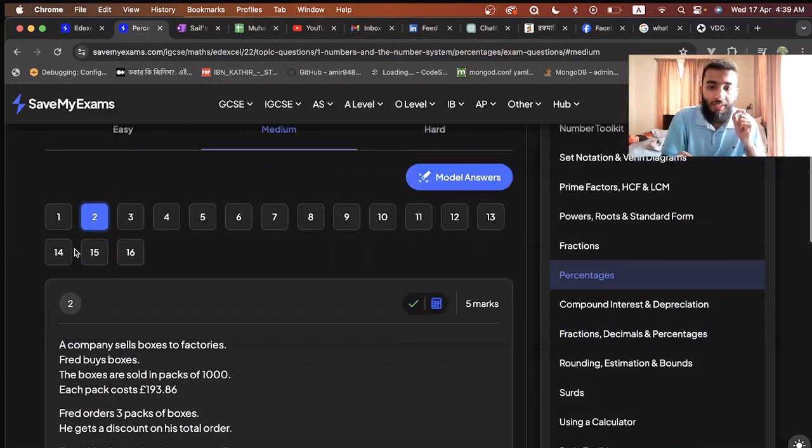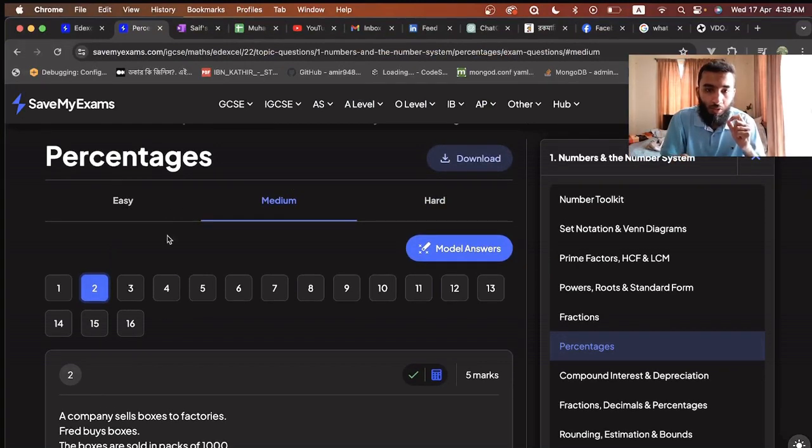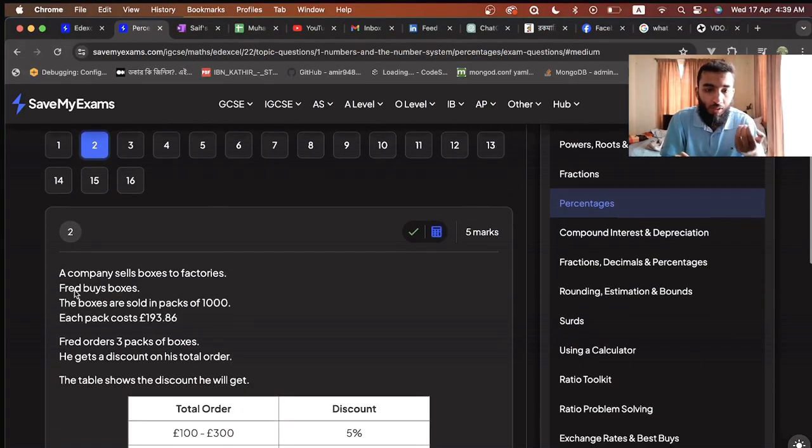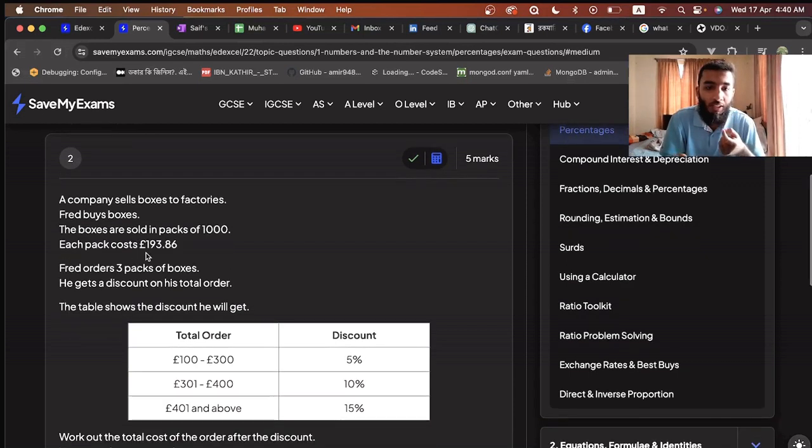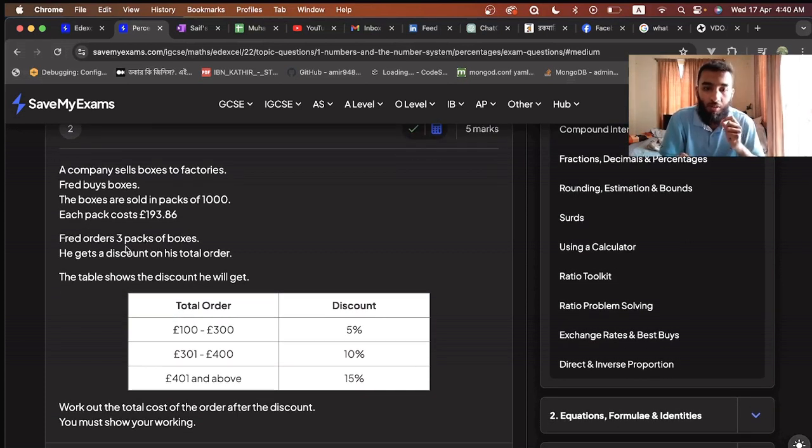So if I look at the second problem of the medium category of the topic percentages and read it, it says a company sells boxes to factories. Fred buys boxes. The boxes are sold in packs of 1000. So each pack has 1000 boxes and each pack costs 193.86 pounds. Fred orders 3 packs of boxes, so he gets a discount on his total order. The table shows the discount he'll get. The total order and the discount percentage between the range is given.